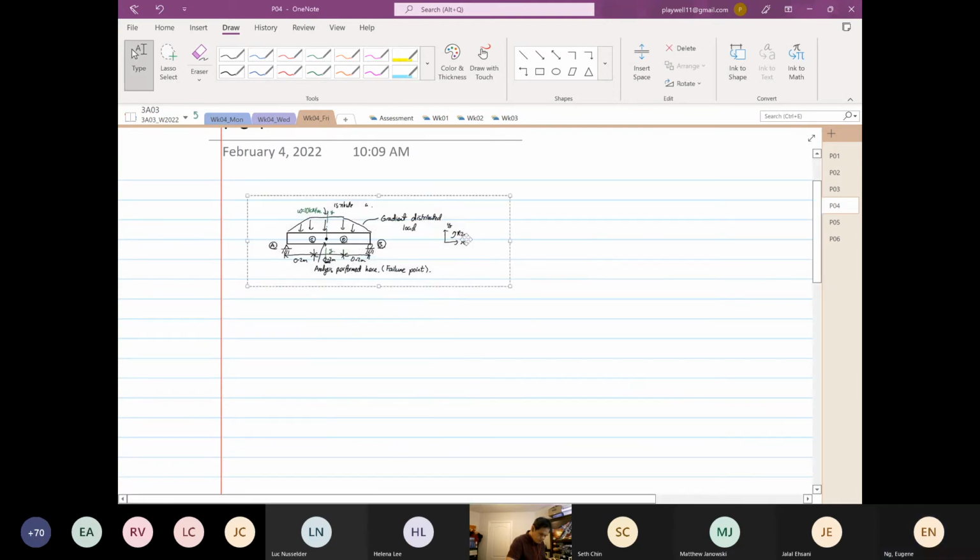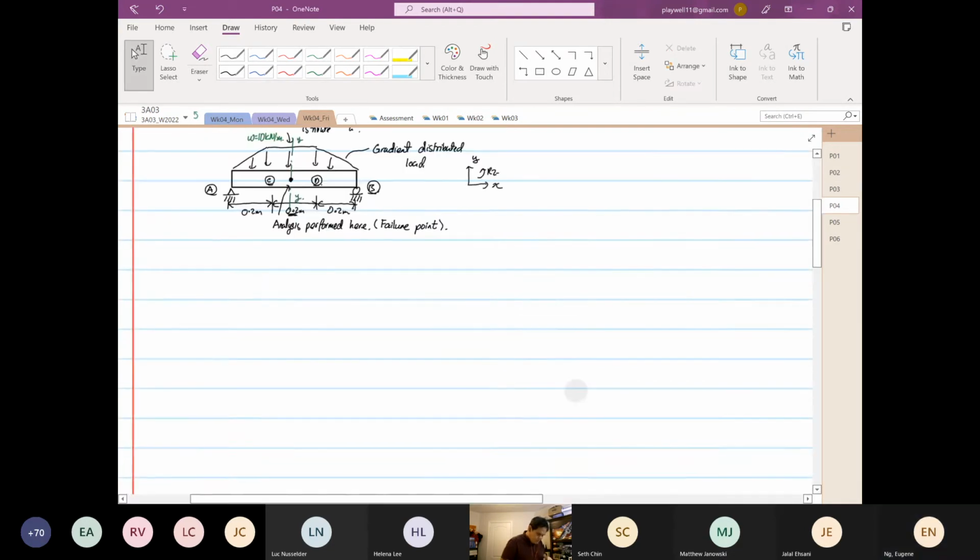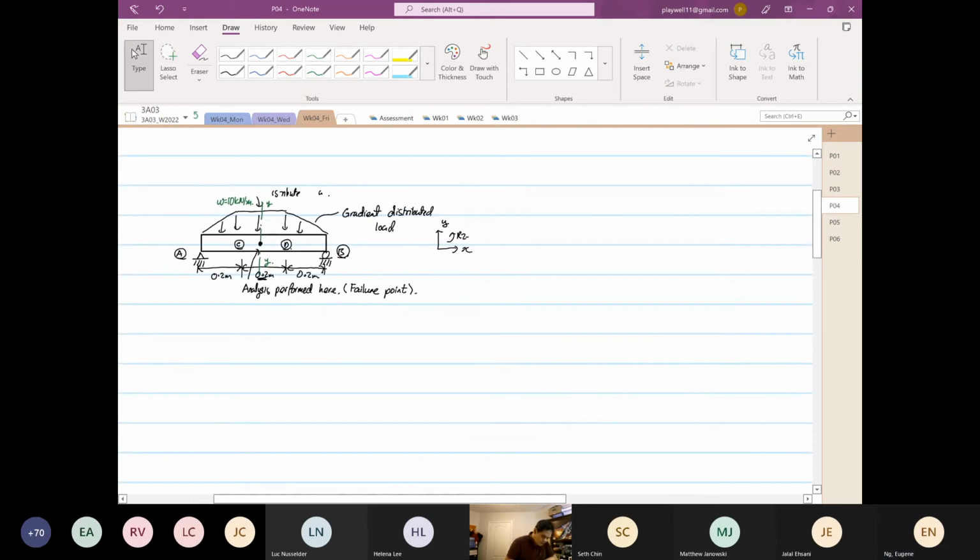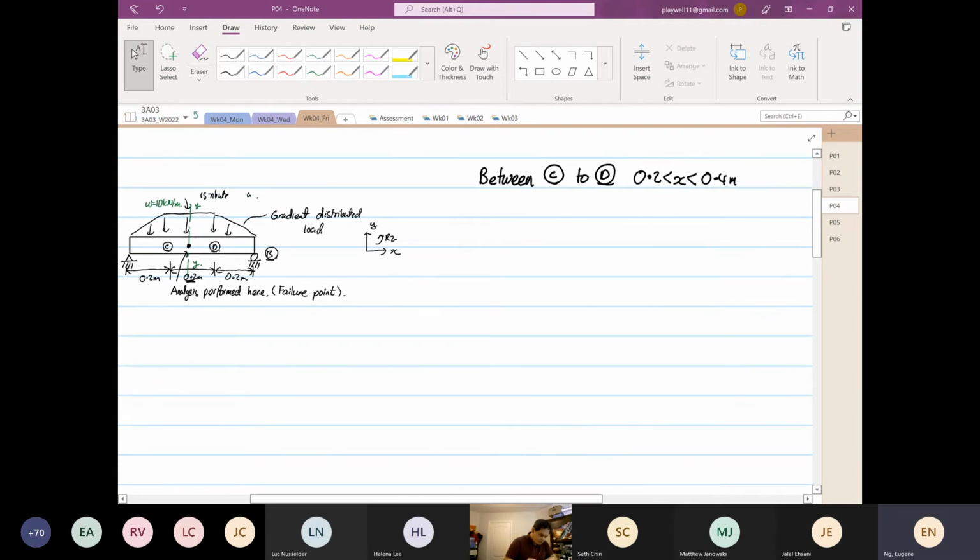Okay. So now we are going to form between point C to point D. Okay, between point C to point D, i.e., 0.2 < x < 0.4 meters. That's the limit now. Okay. So now be careful when you construct your shear force diagram now. Okay, why I say be careful?